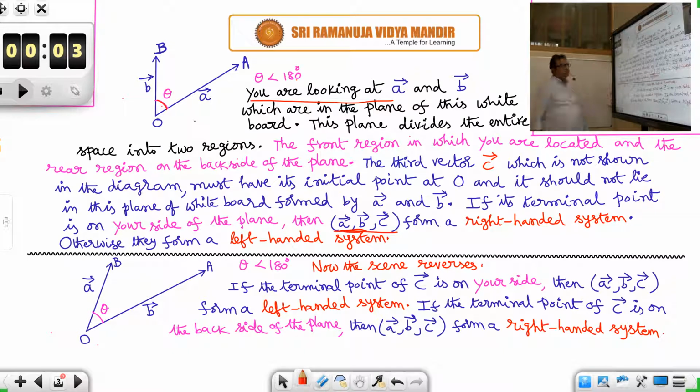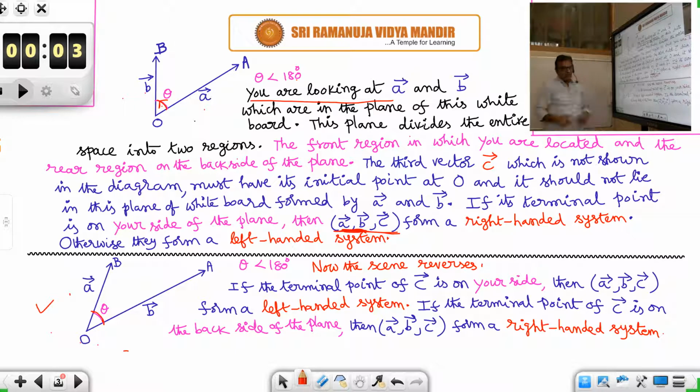See the second diagram. What is the difference between the first diagram and the second diagram? I have just interchanged A bar, B bar. Same as before, A bar, B bar I have shown, O is the common initial point, theta less than 180 I have marked. But the first vector in the triad is now B bar, the second vector is A bar. From the first vector to the second vector, if you fold your right hand fingers through an angle less than 180, in this second diagram the thumb is showing that direction.